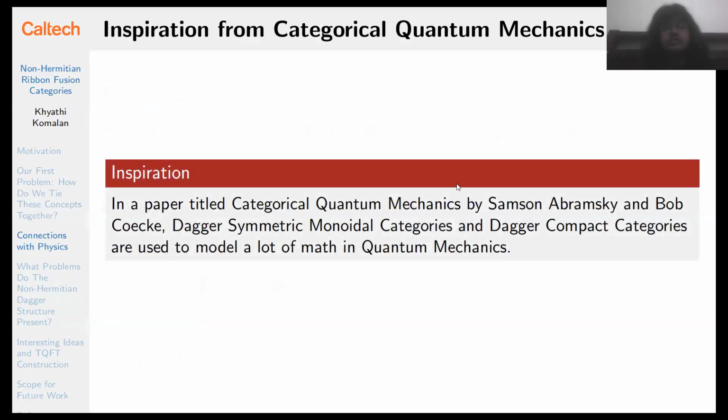Now we'll understand the connections with physics further, and why we even care about ribbon fusion categories, or fusion categories in general, from the physics point of view. My main inspiration is a paper titled Categorical Quantum Mechanics by Samson Abramsky and Bob Coecke. In this paper, they basically model a lot of the math in quantum mechanics, which lives in Hilbert spaces, using dagger symmetric monoidal categories and dagger compact categories.